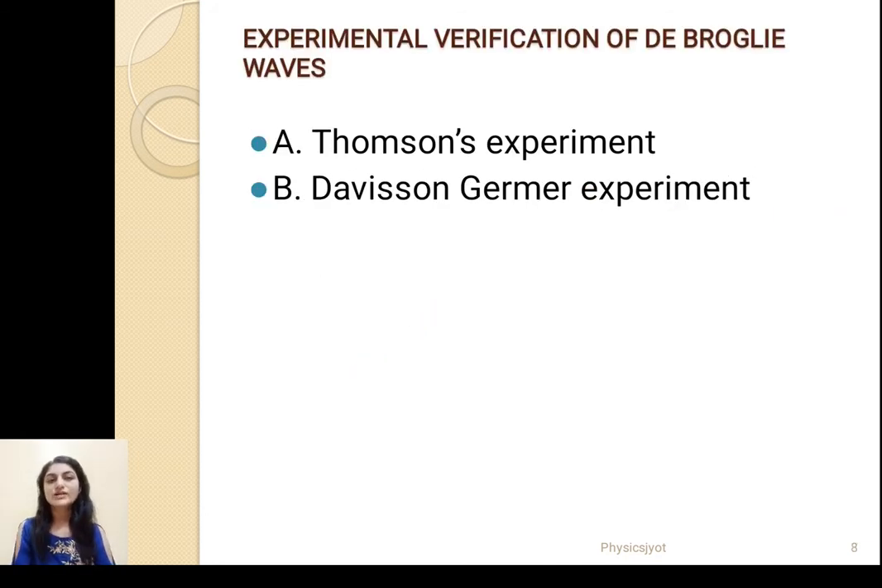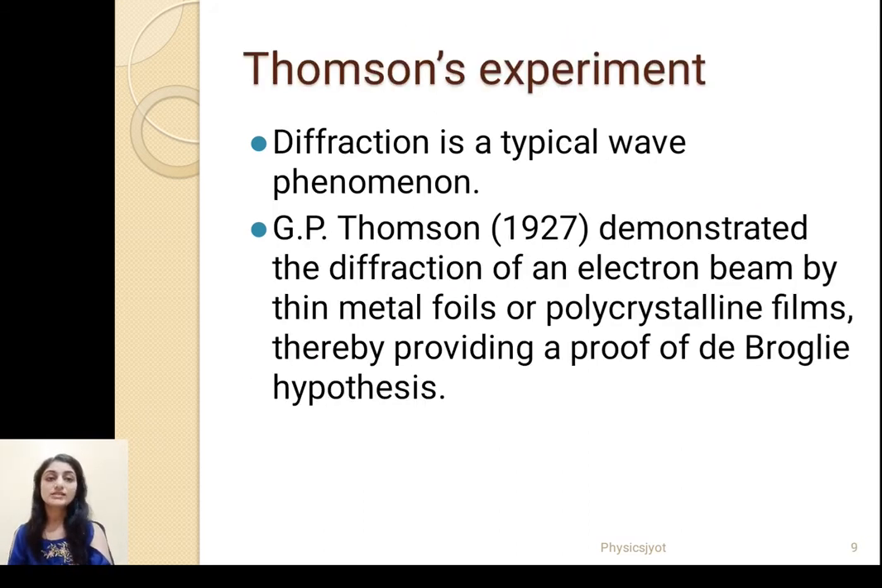Let us now experimentally verify de Broglie waves. We can experimentally verify de Broglie waves using two experiments. One is Thomson's experiment, the second is the Davisson-Germer experiment. So what is Thomson's experiment? In Thomson's experiment, we show the wave nature of particles by using the concept of diffraction. G.P. Thomson demonstrated the diffraction of an electron beam by a thin metal foil or polycrystalline films, thereby providing a proof of the de Broglie hypothesis.